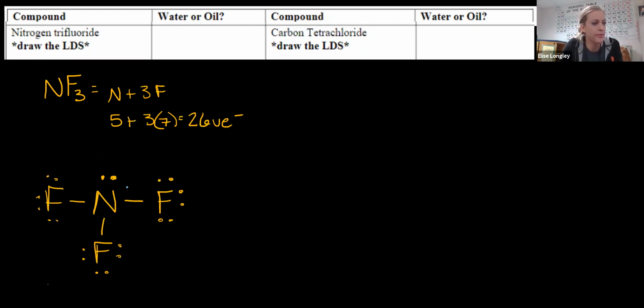What about this bond? How would the dipole be? Okay, yeah, so which side is partially positive for this bond? The nitrogen? Yes, nitrogen is partially positive.